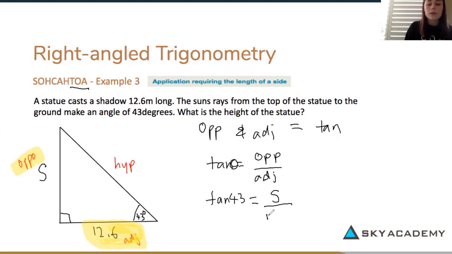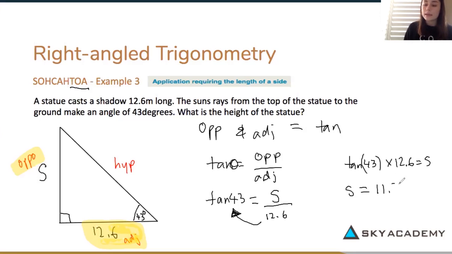And then I can do my algebra step and take 12.6 across to the other side of the equation and times it by tan 43. So tan 43 times 12.6 is going to equal S, and S is therefore going to equal 11.7.